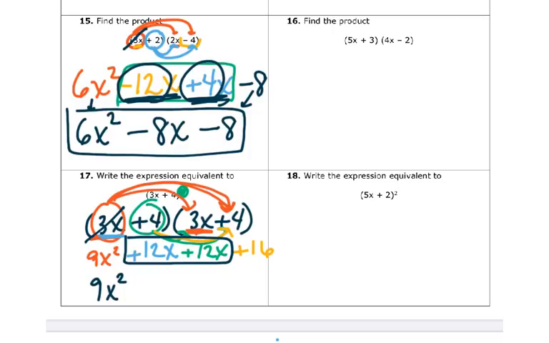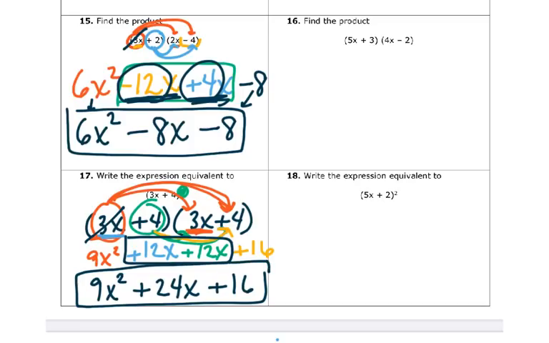You had no like terms. 12 x's and 12 more x's is 24 x's. 16 was in the back, so 16 gets to come down. Easy. Go ahead, try number 18.